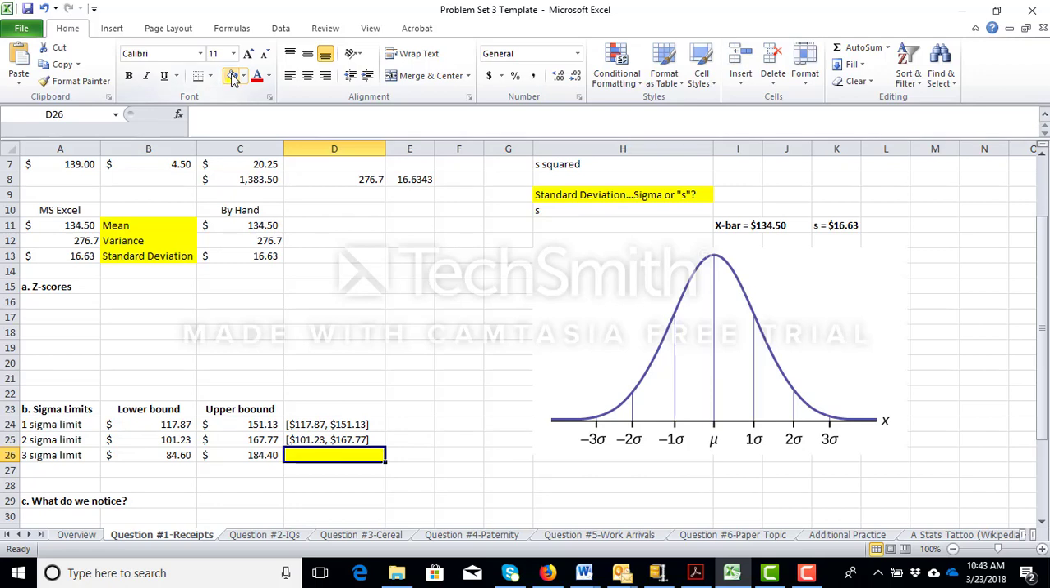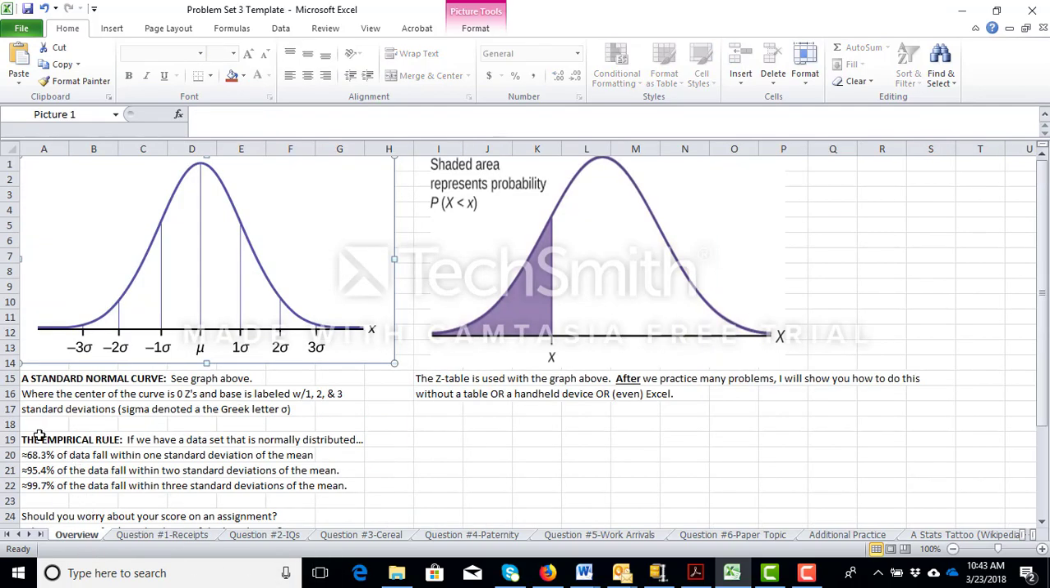I'm going to ask you to fill in that cell D26. Tell me, using this information, just format it inside brackets. Okay. So those are the limits. And again, as we compute the limits, I want you to be thinking about the empirical rule.